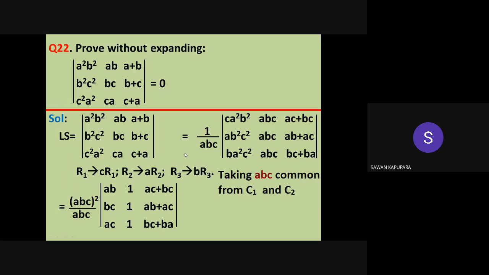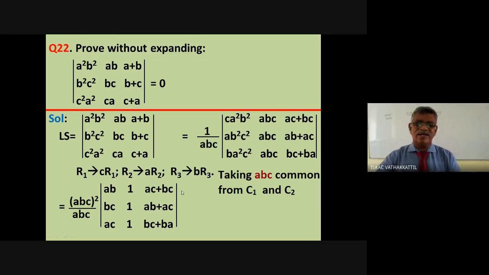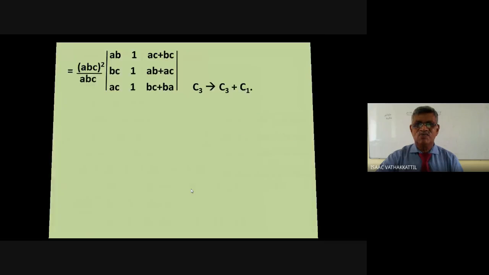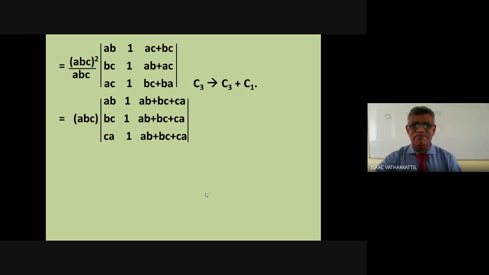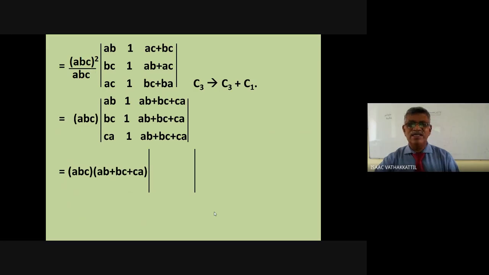Sir, first we take column 3 changes to column 3 plus column 1. Exactly. That is the point. You should observe that. When you observe that, then math is over. Column 3 changes to column 3 plus column 1, so column 1 and column 2 are as it is, and column 3 will be AB plus BC plus CA. We can take out AB plus BC plus CA so that the second column and third column are identical.